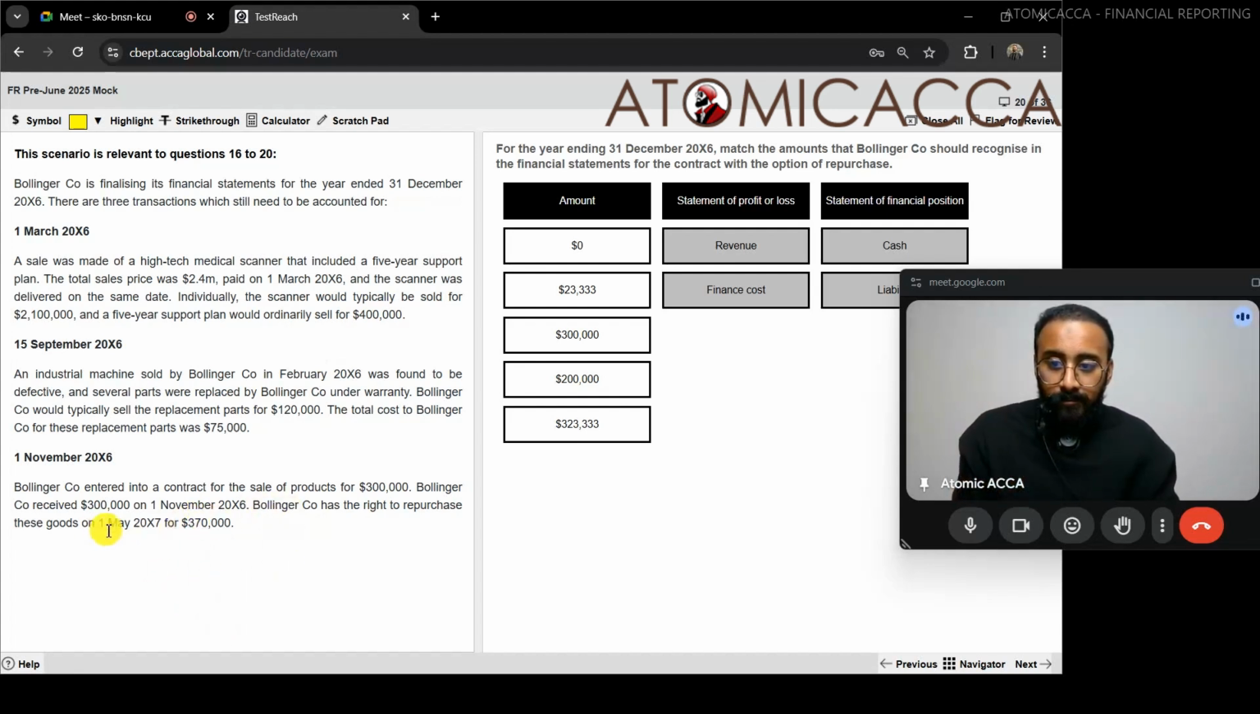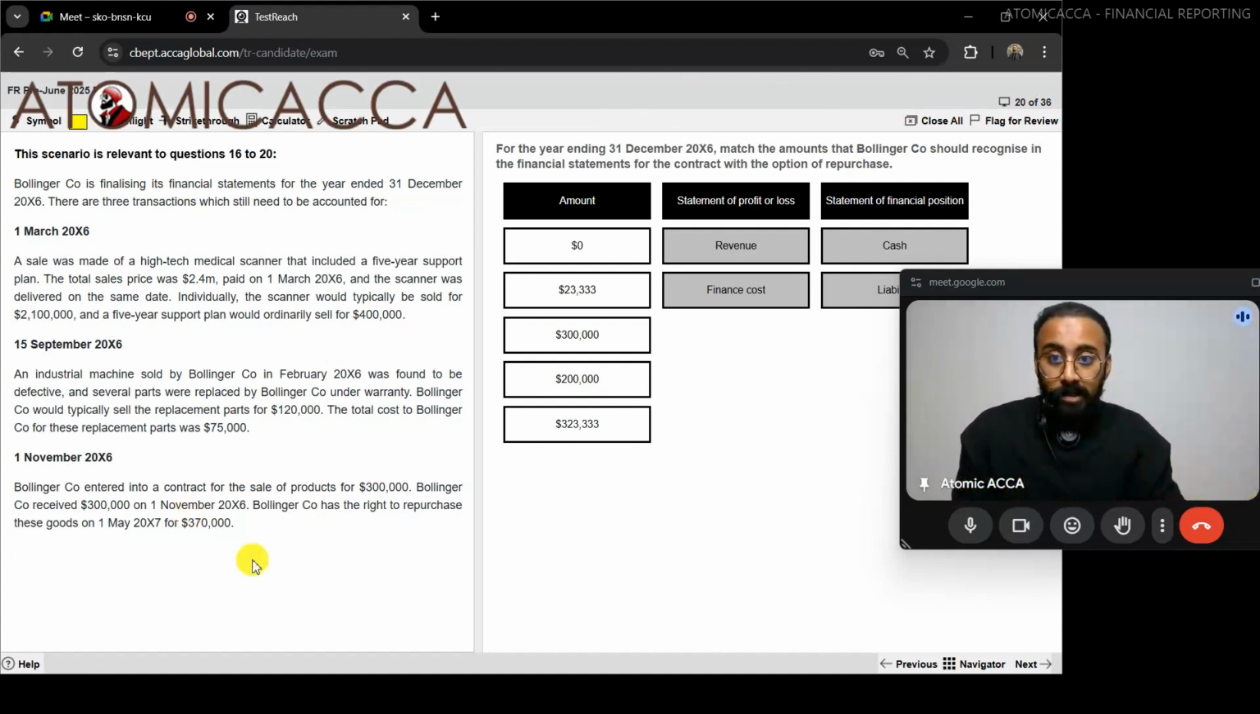And 1st May X7. Okay, 1st November X6. So November, December, Jan, Feb, March, April. Don't count May, till April only. So 6 months are there. So 6 months is the total time period. Out of that, 70,000 is the finance cost increasing. November to December 31st, how much time period is it? 2 months. So I have to find 2 divided by 6 of 70,000, that interest, and then add it on top of the 300,000 liability, and that will be my final liability figure.